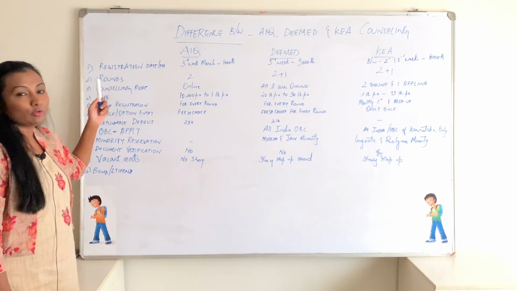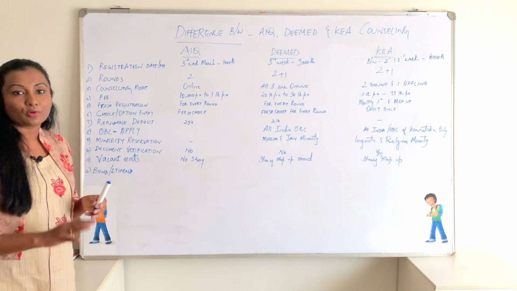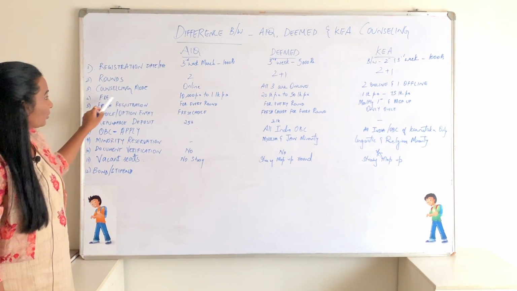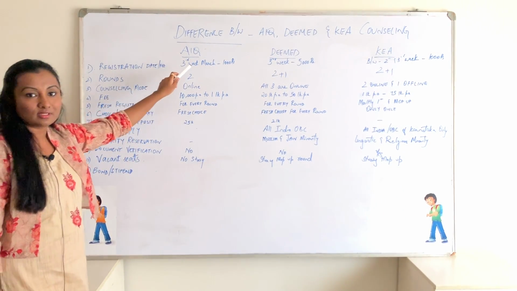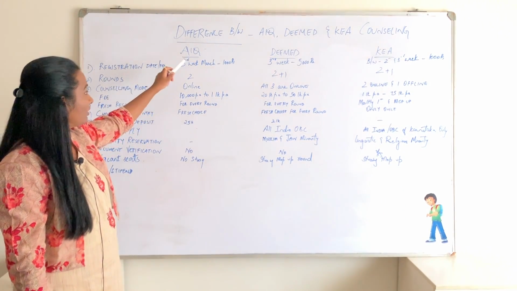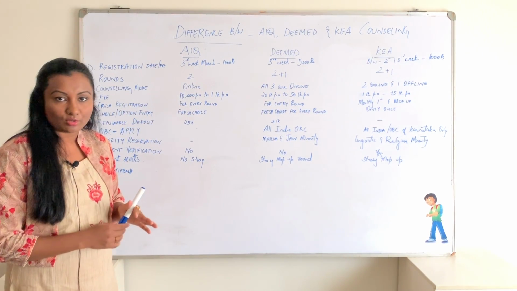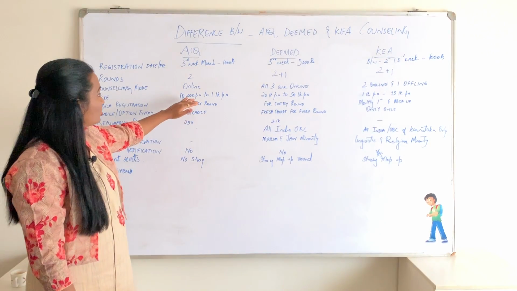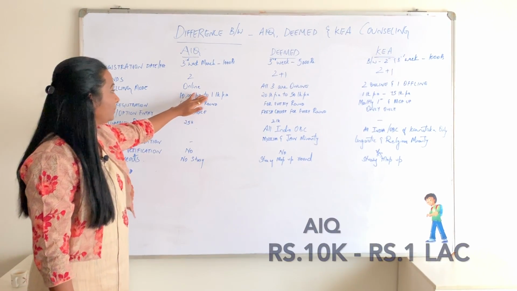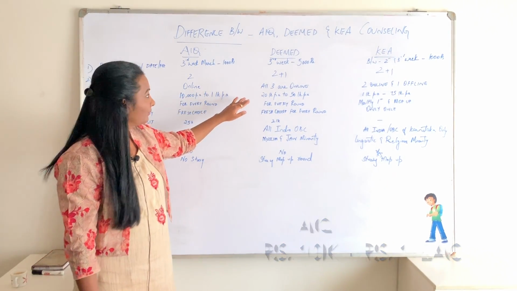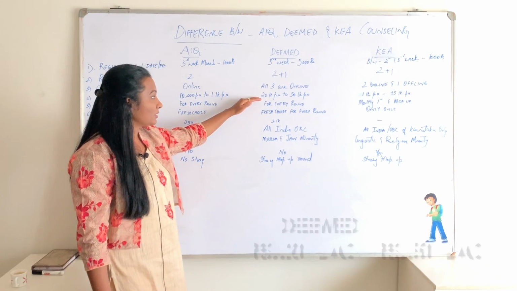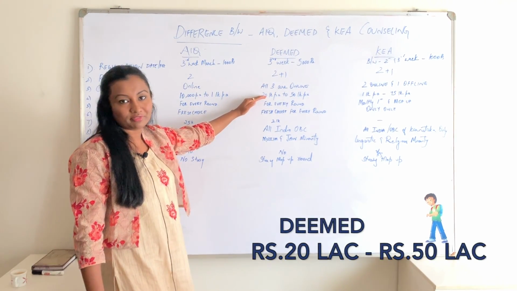Now most of the students do ask us what is the approximate fee structure. The approximate fee structure for AIQ, that is All India Government Quota seats, varies from college to college and state to state. Generally it is between 10,000 per annum to 1 lakh per annum. Deemed is approximately between 20 lakhs to 50 lakhs per annum.